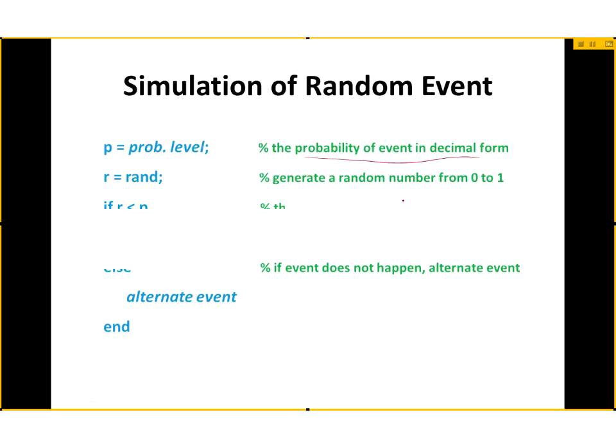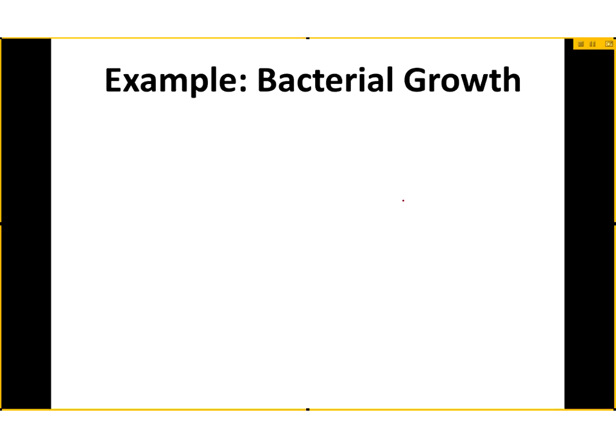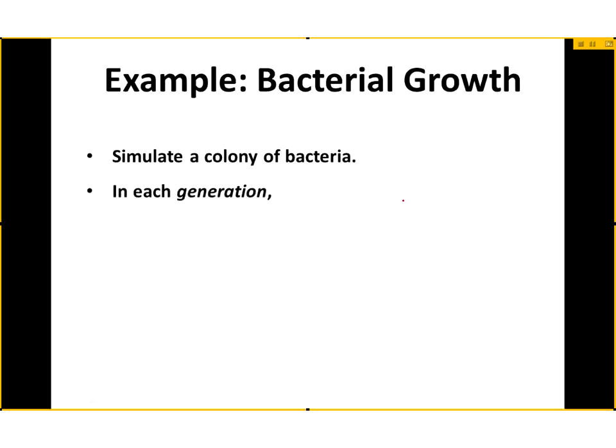So let's take that concept and extend it a bit by looking at an example. And so this example is going to run throughout this lesson. And this is the example of bacterial growth, which we've seen in a previous lesson. So the concept here is that we're going to simulate a colony of bacteria that are growing. And bacteria reproduce through asexual reproduction. That is, they split in half and divide.